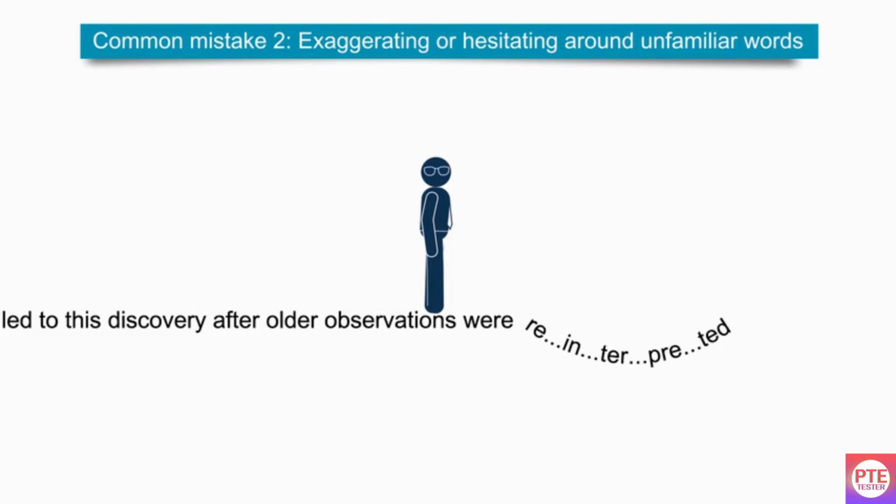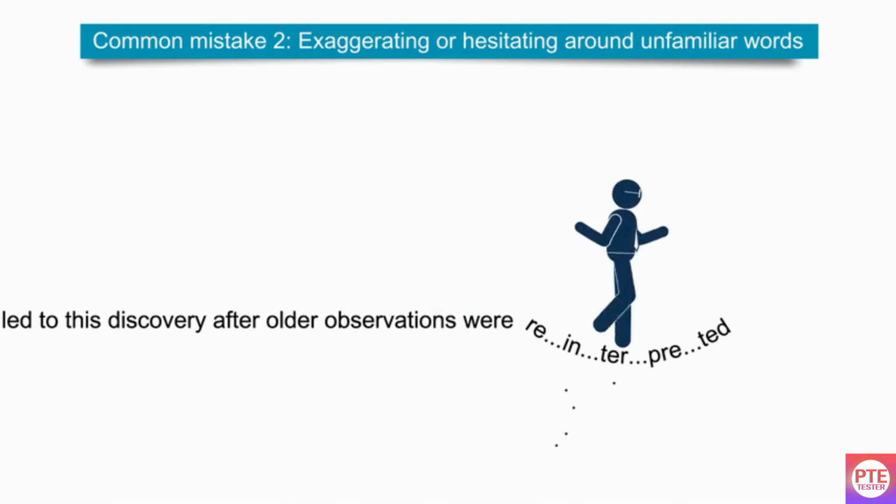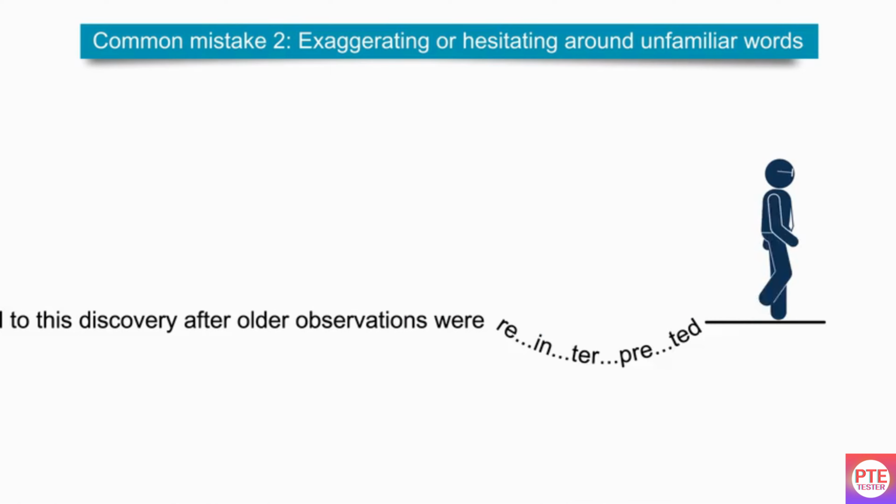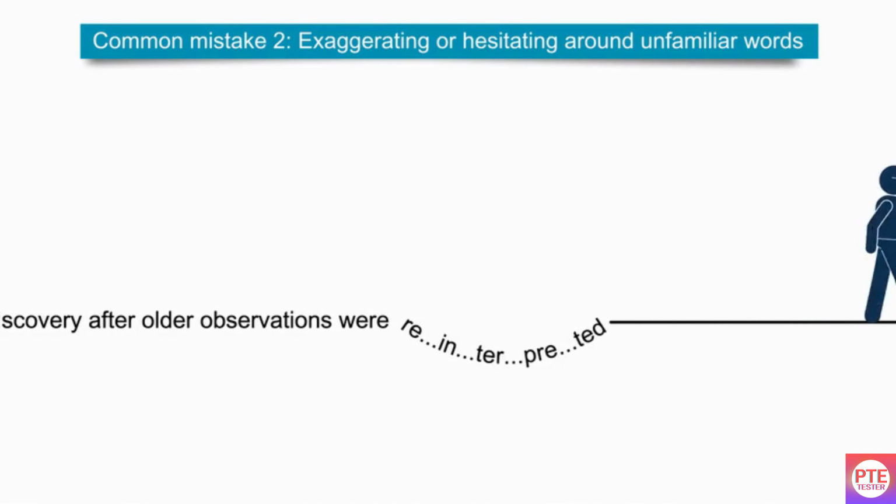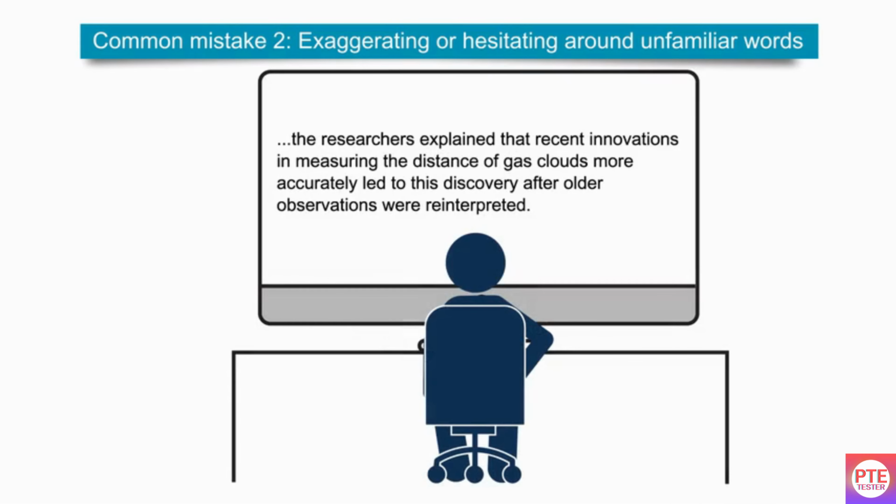reinterpreted. The speaker is hesitating because they don't feel confident about what they're reading. They are unfamiliar with some of the words and how to pronounce them. Skim the text before you start reading and look for any unfamiliar words. Think about how you might pronounce them. In this case, those words are innovations, measuring, accurately, reinterpreted.